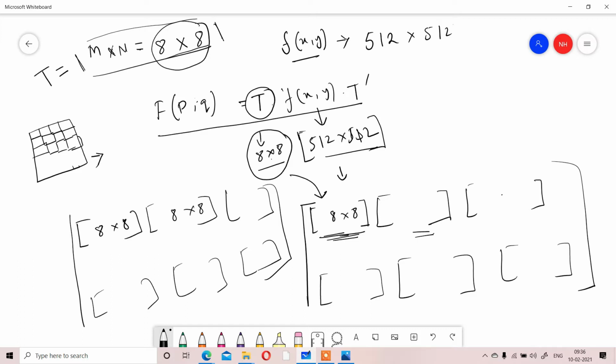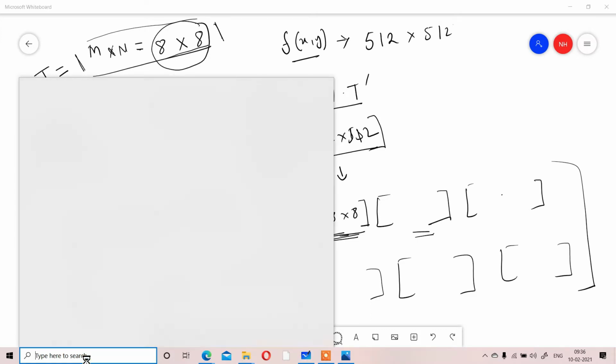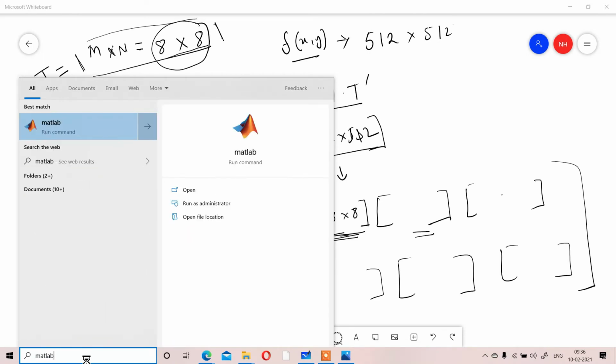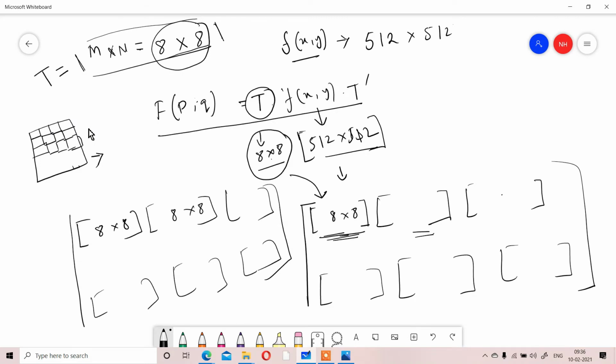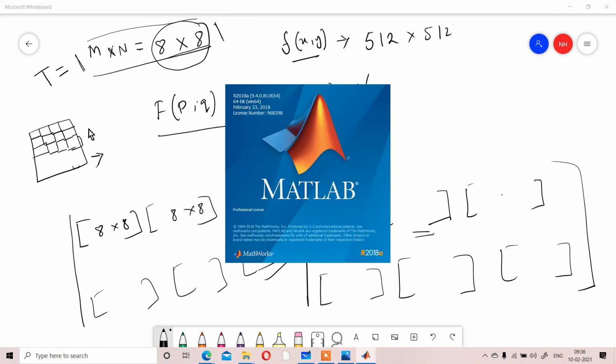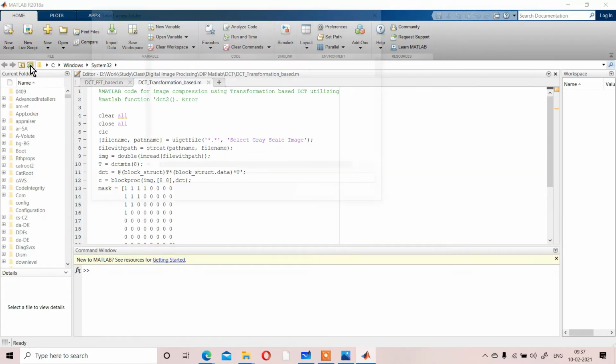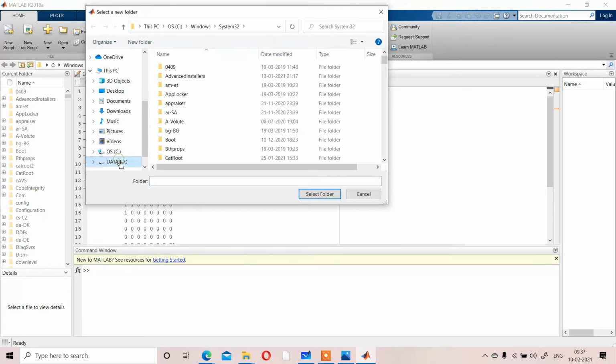Okay, so that is the result you can see. And what is happening to the transformation matrix if we represent it in a block, that you can see. Just wait.